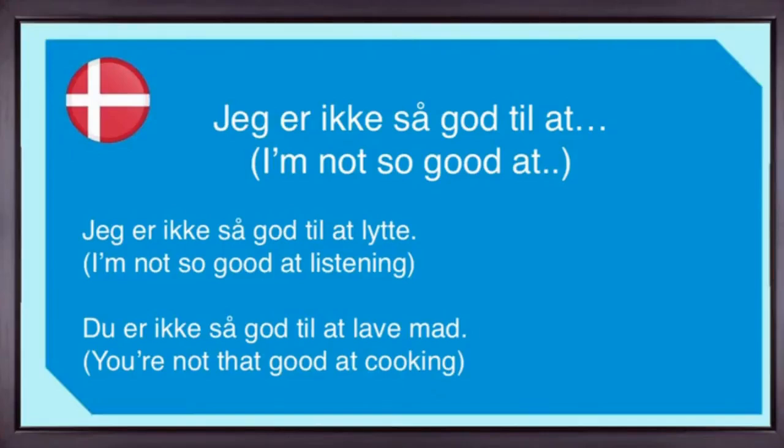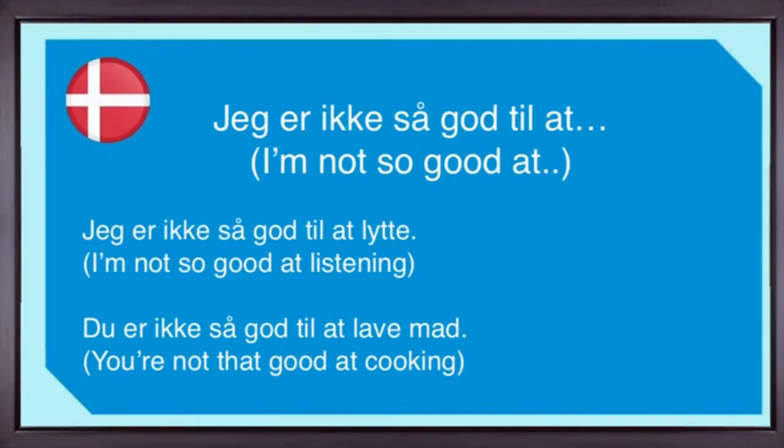Or, du er ikke så god til at lave mad. You're not that good at cooking, which is kind of blunt and harsh, but whatever, and we're just practicing here. Ikke så god til at, but it's still nicer to say ikke så god rather than saying dårlig. And if you say du er dårlig til, it's like you're bad at it, almost like you suck at it. So this is still more polite.